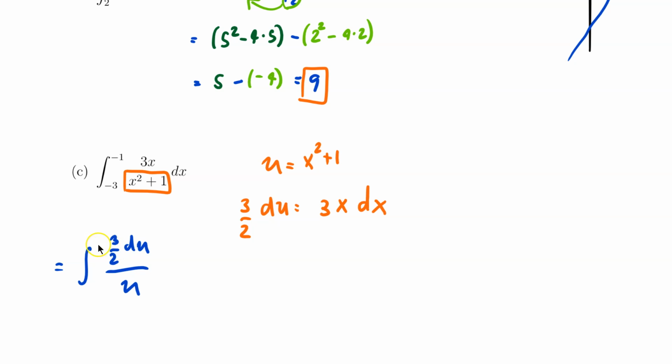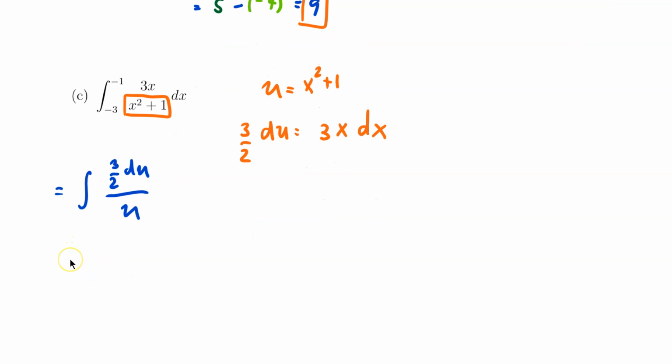I can pull the 3/2 outside the integral because it is just a number. So this is going to give me 3/2 times the integral of 1 over u du. Now, notice how I changed the variable from x to u. So that will actually change the limits of my integral as well.